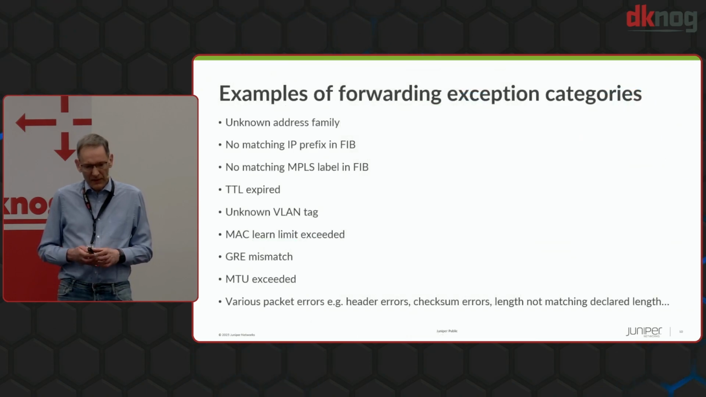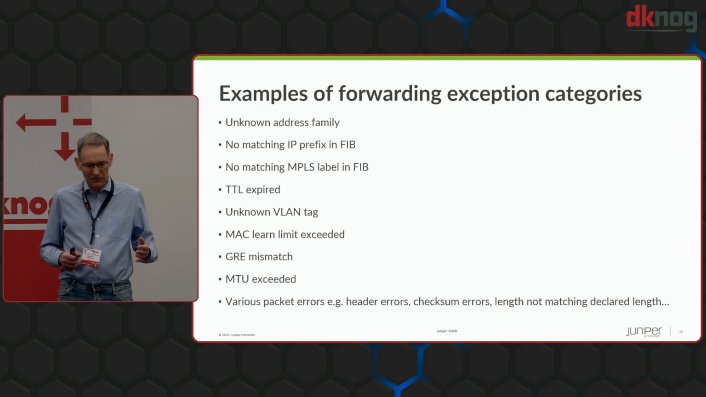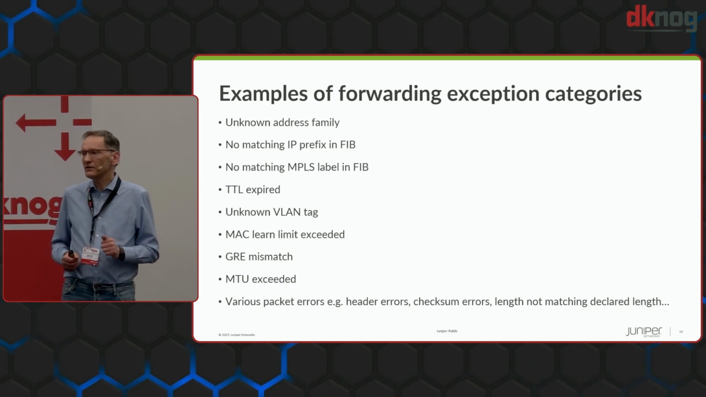So what are some reasons or categories why the packet could be dropped? And these each have a corresponding exception code, of course, in the IPFIX packet. And these are just examples. There are several dozen of these reason codes in practice. And so first of all, unknown address family.